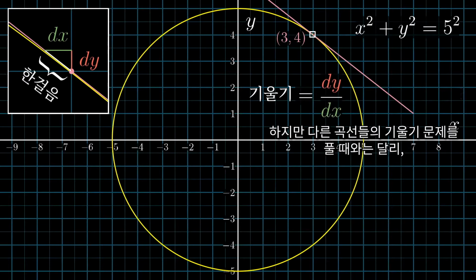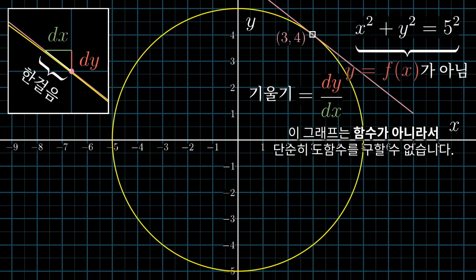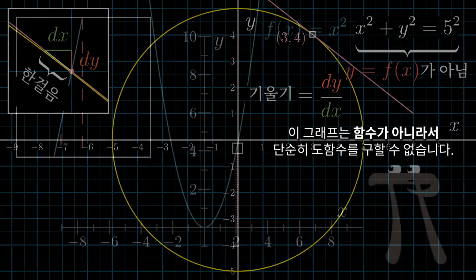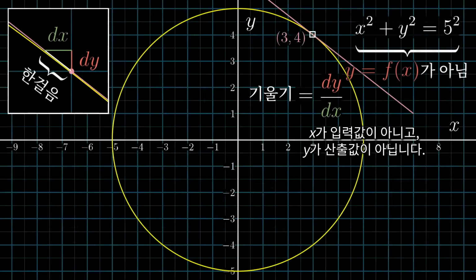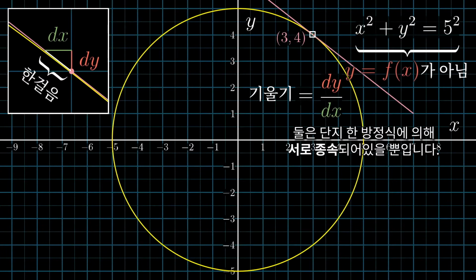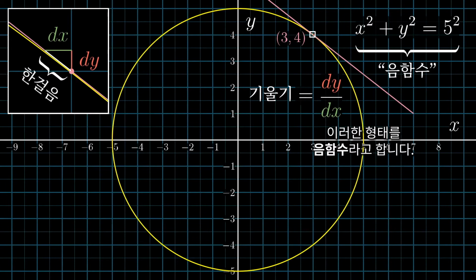But unlike other tangent slope problems in calculus, this curve is not the graph of a function. So we can't just take a simple derivative, asking about the size of some tiny nudge to the output of a function caused by some tiny nudge to the input. X is not an input, and y is not an output. They're both just interdependent values related by some equation. This is what's called an implicit curve.